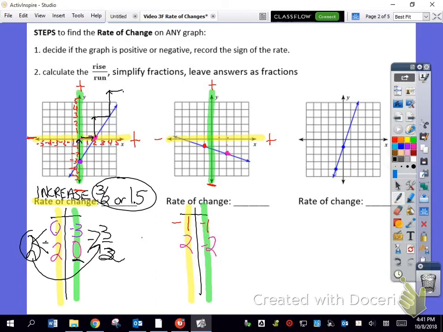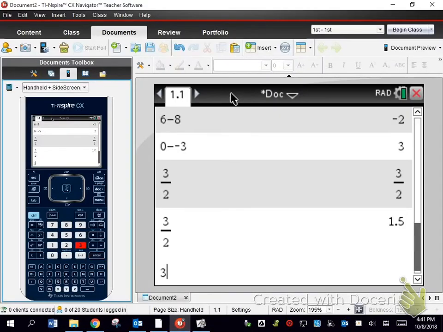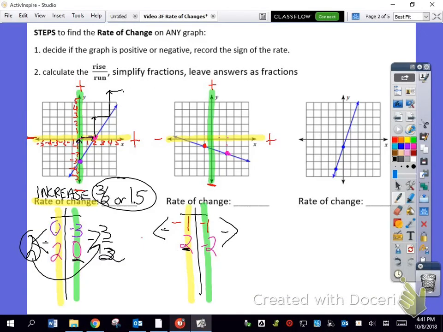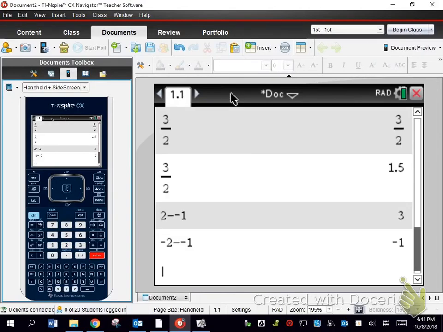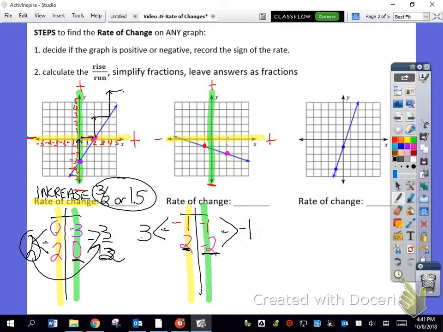Now subtract on both sides, and you start with this bottom one, so 2 minus negative 1. Make sure you enter that in. Oops, wrong number. 2 minus negative 1, and you get positive 3. So this is a 3. Start on the bottom, negative 2 minus negative 1. Now make sure you look at it carefully. Negative 2 minus negative 1. And you get a negative 1. So this is a negative 1.